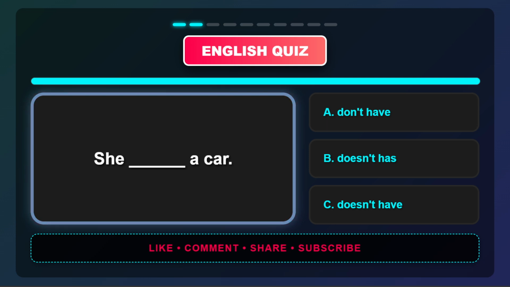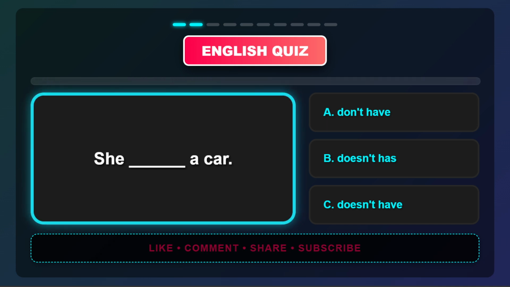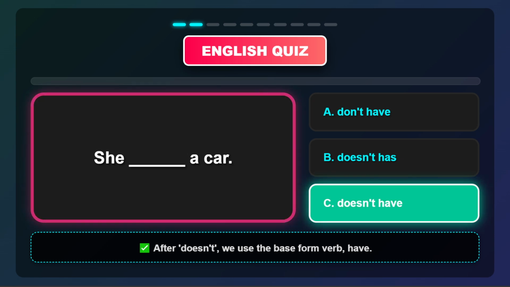Question 2. She. A. Don't have, B. Doesn't has, or C. Doesn't have. Correct answer is C. She doesn't have. After it doesn't, we use the base form verb, have.